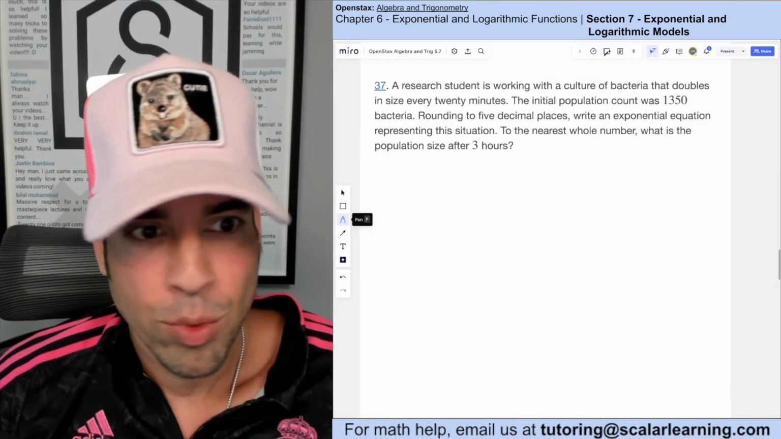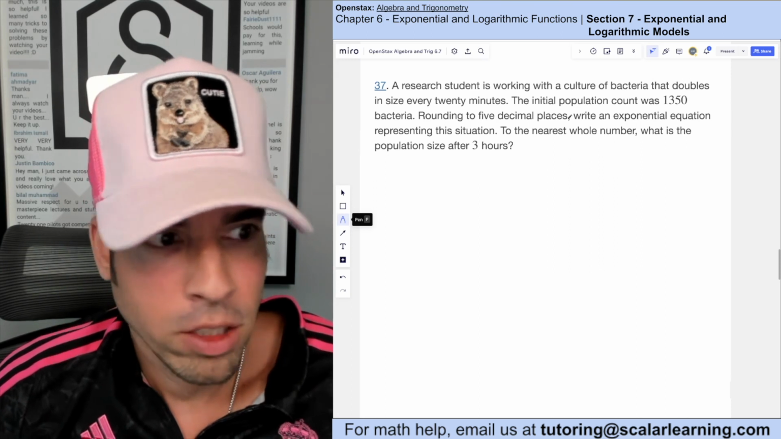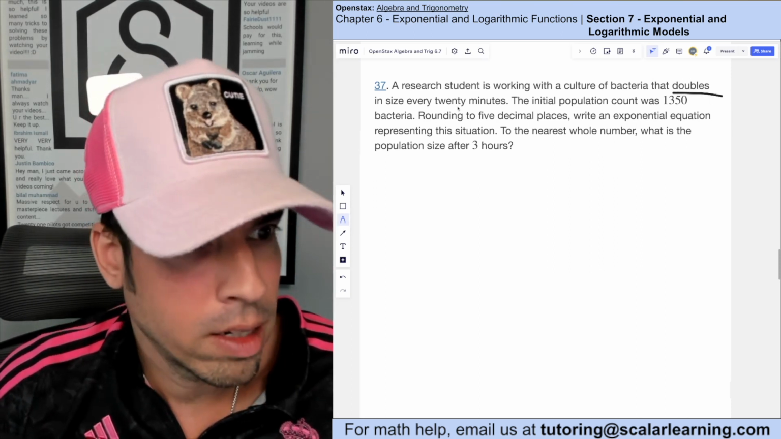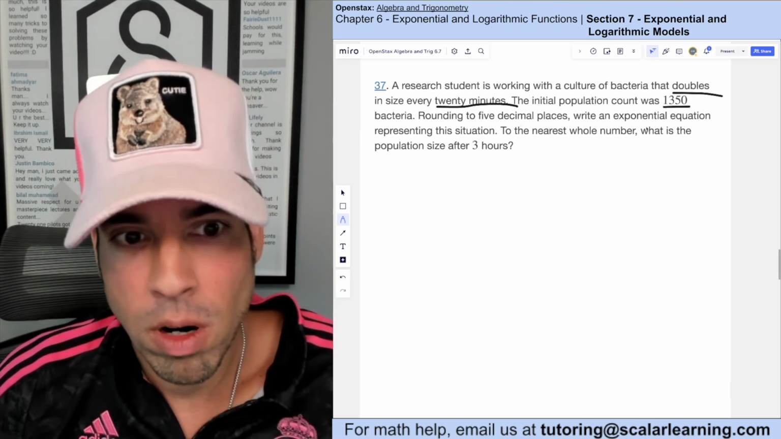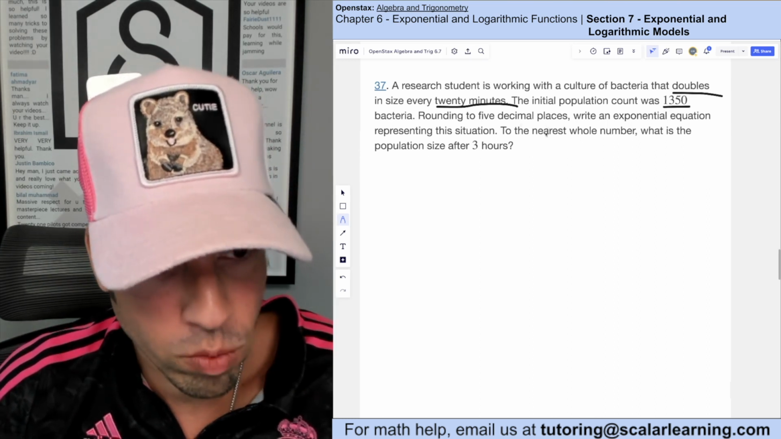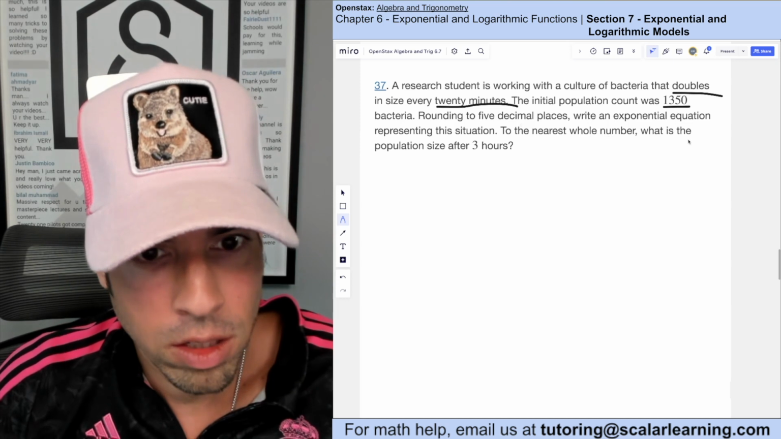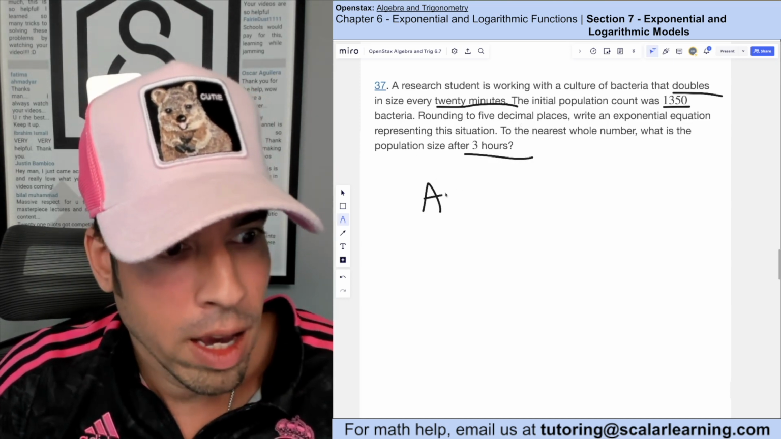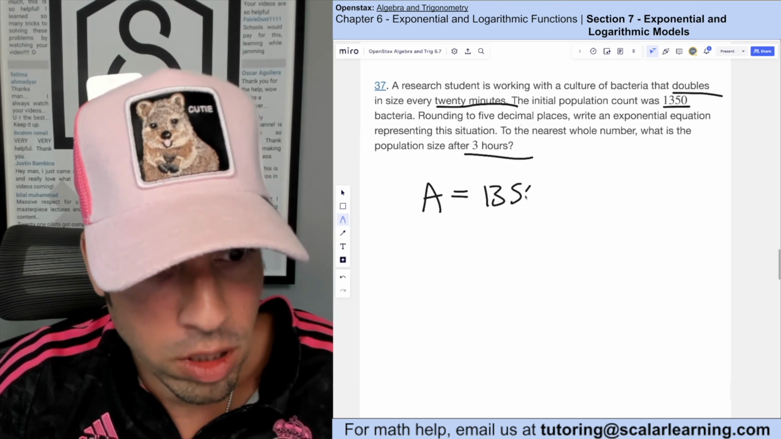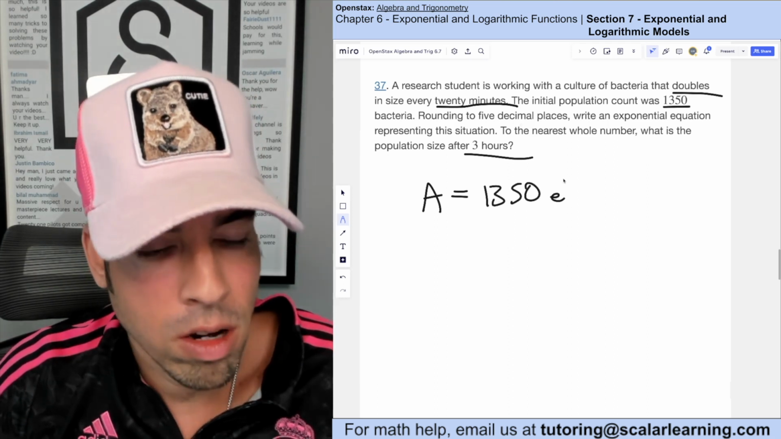Boom. A research student is working with a culture of bacteria that doubles in size every 20 minutes. The initial population count was 1350. Rounding to 5 decimal places, write an exponential equation representing the situation. And then to the nearest whole number, what is the population size after 3 hours? So we're going to start with A equals initial 1350 e to some rt like so.